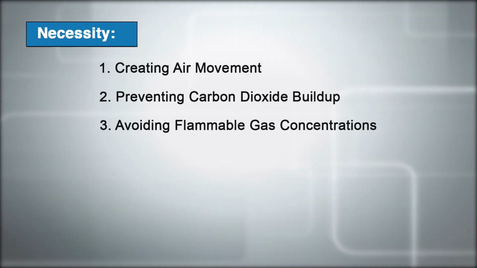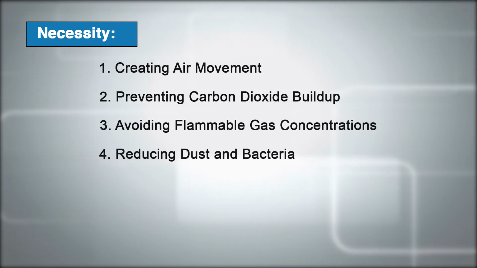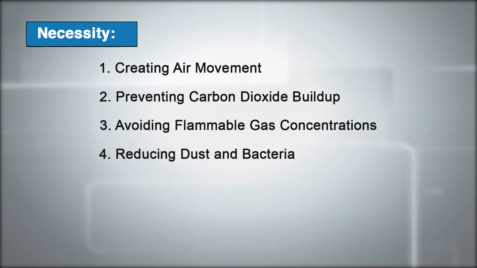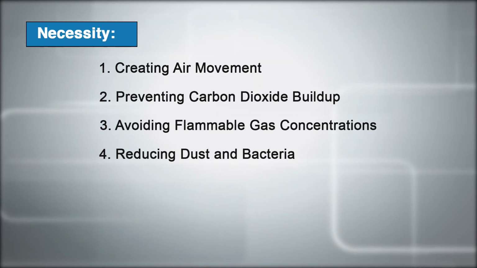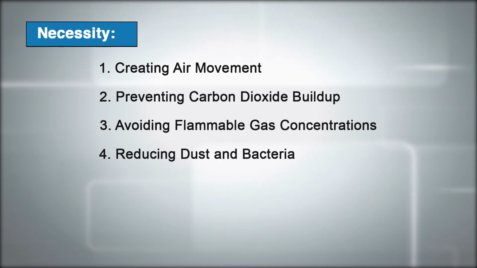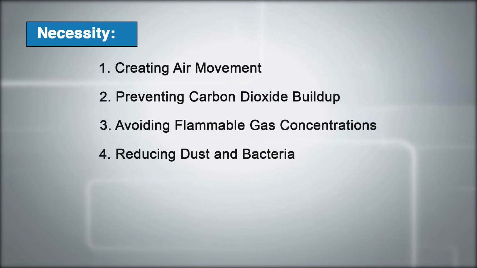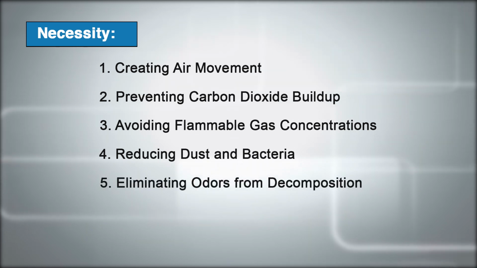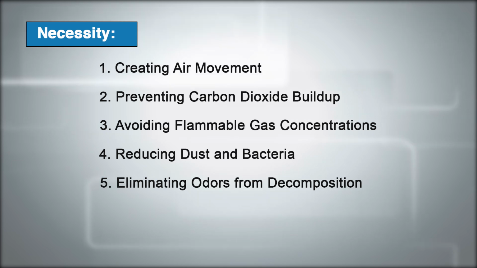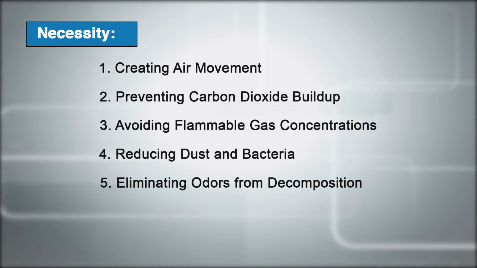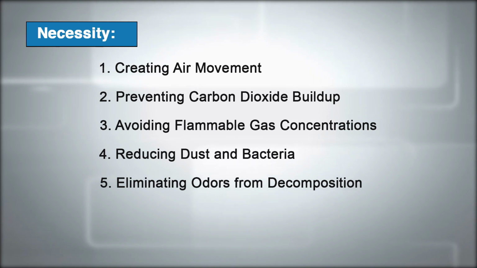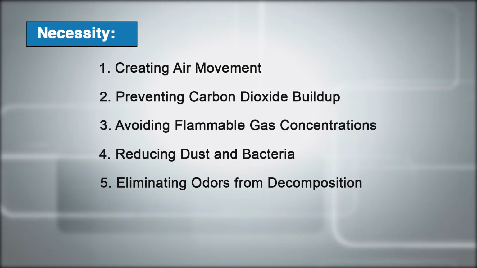Avoiding flammable gas concentrations. By circulating air, ventilation reduces the risk of flammable gas or vapor concentrations, which can be hazardous. Next is reducing dust and bacteria. Proper ventilation helps in minimizing dust and airborne particles that may carry bacteria, contributing to better indoor air quality. Eliminating odors from decomposition. It prevents unpleasant odors resulting from the decomposition of building material by ensuring the constant exchange of air.